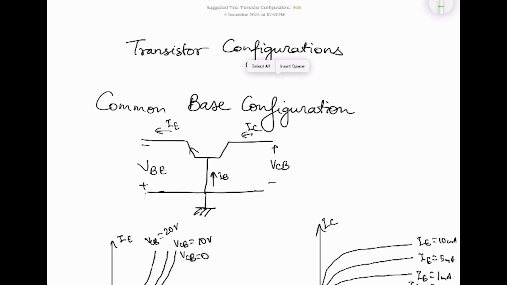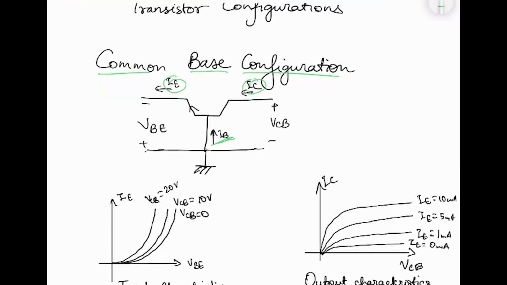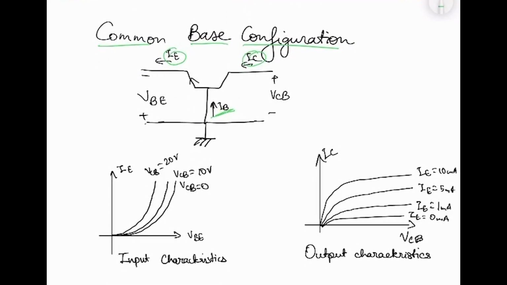Starting with common base configuration, the input signal here is applied to the emitter, output is taken from the collector, and base is common to both the input and output. Coming to the input characteristics, there is a plot between IE, the emitter current, and emitter base voltage VBE. There's an exponential rise in IE with respect to VBE. With VCB constant, it gives a constant graph.